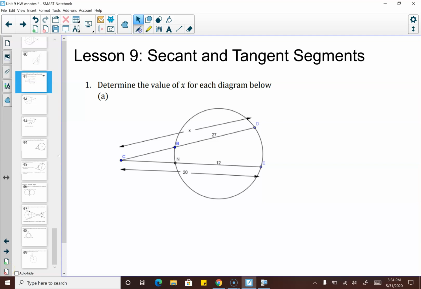So for lesson 9 homework, we're going to continue our work with secant and tangent segments. Determine the value of x for the diagram below. So we need to do our outside times whole equals outside times whole rule.